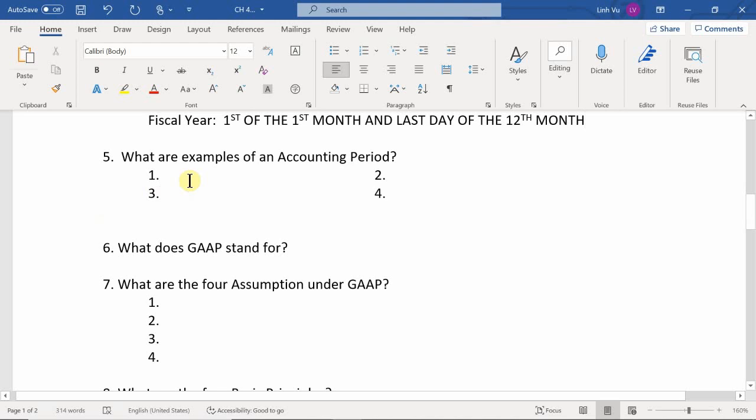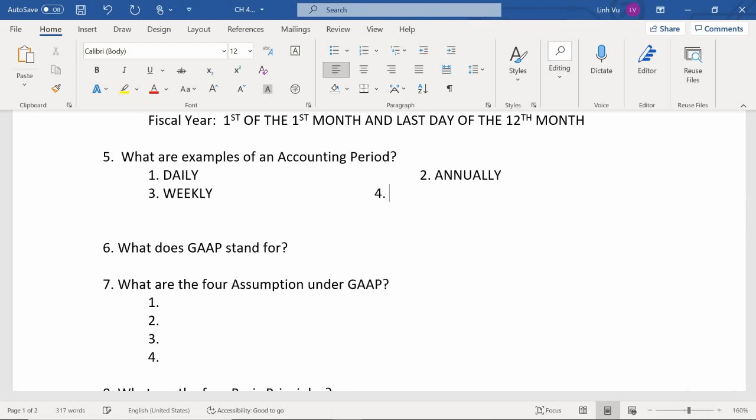What are examples of an accounting period? Daily, weekly, annually, semi-annually, quarterly, so every 3 months.